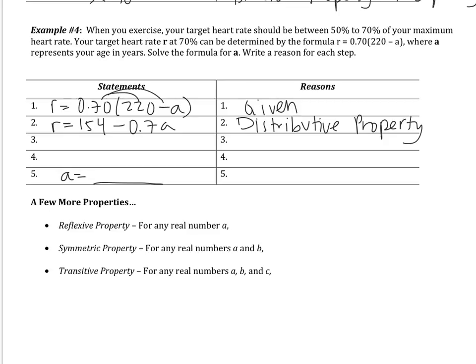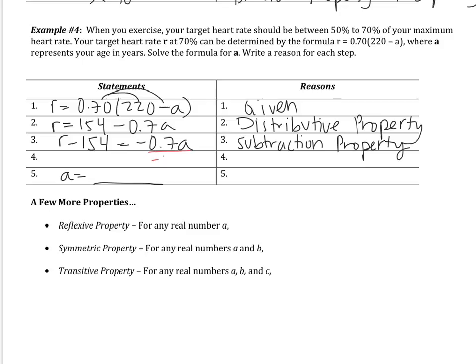Okay, let's see how we did. The next thing that you should have hopefully done is subtracted that 154. You end up with R minus 154 equals negative 0.7a, because remember, again, you're trying to isolate A. Now that is the subtraction property. So all I did is I subtracted 154 from both sides.